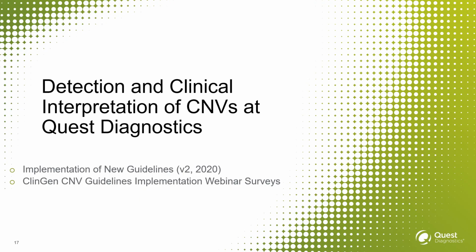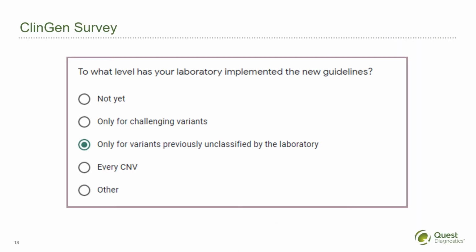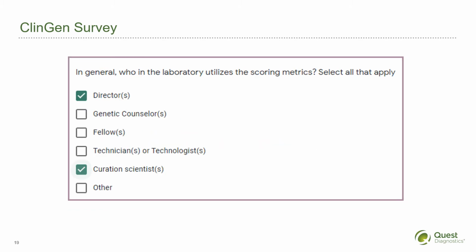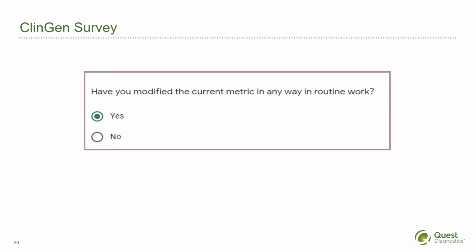Detection and clinical interpretation of CNVs at Quest Diagnostics: implementation of new guidelines, and ClinGen CNV guidelines implementation webinar surveys. At the beginning, we will utilize the new guidelines for previously unclassified CNVs by the laboratory. Directors and genomic variant scientists will mainly utilize the scoring metrics. We made some modifications in the new guidelines as shown in the next slides.